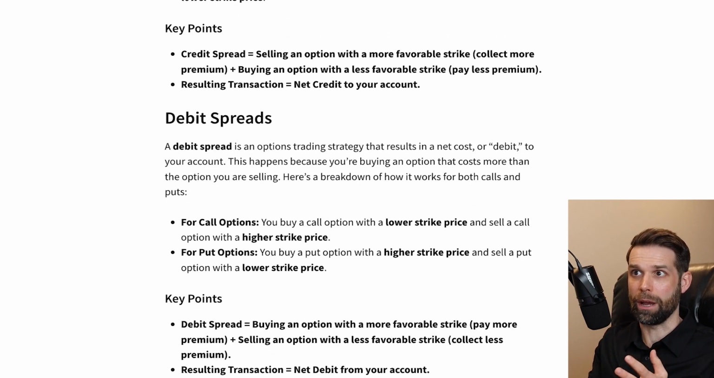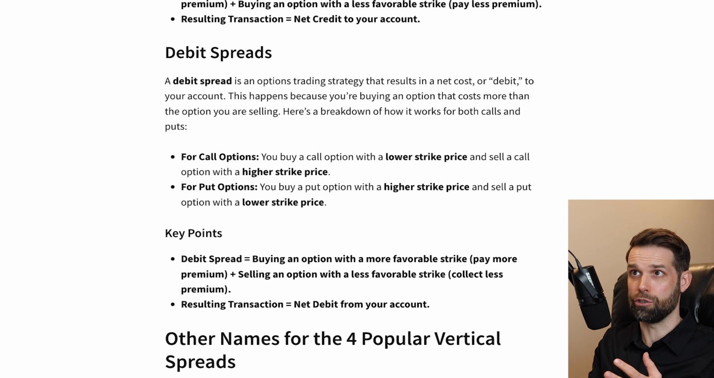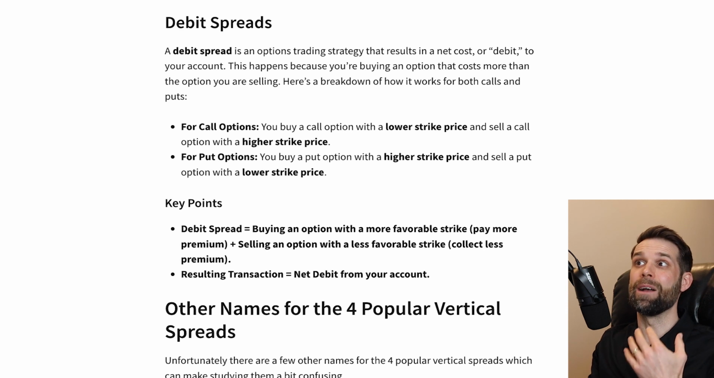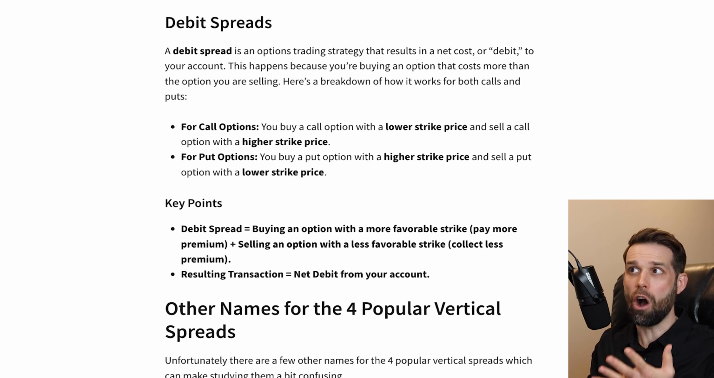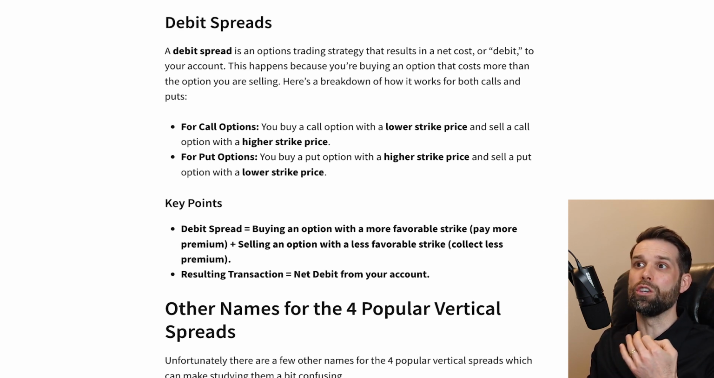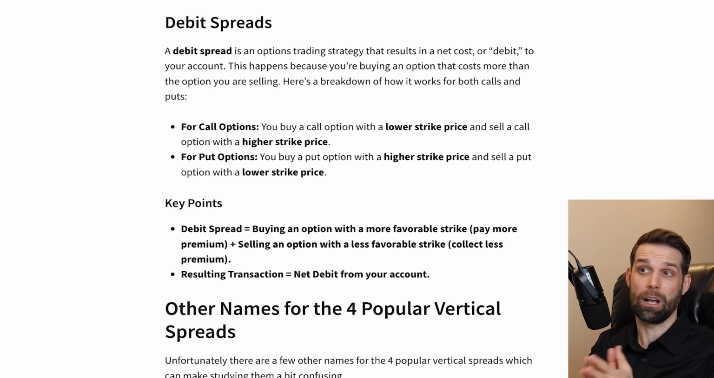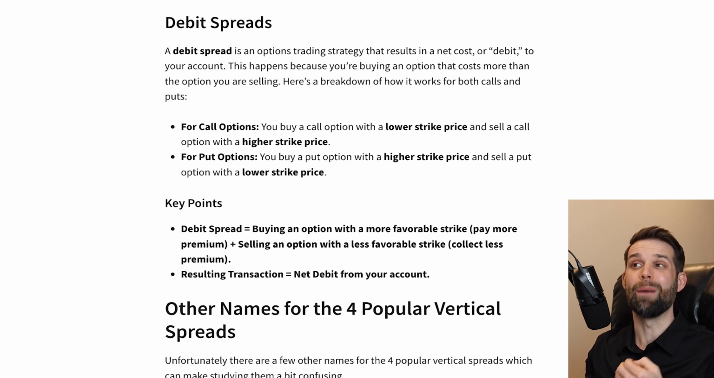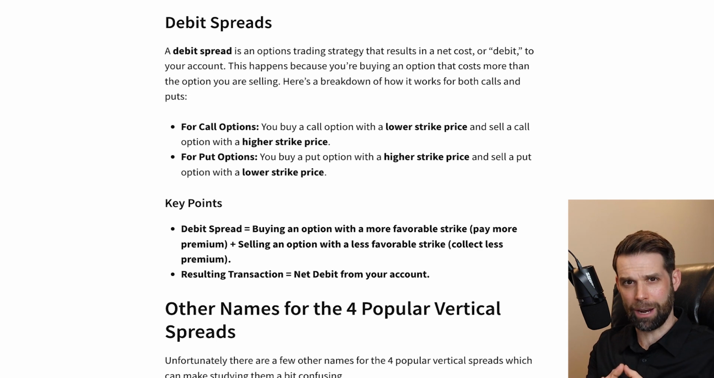And then for debit spreads, a debit in options trading, like we just talked about, is money going out, or a net cost. So when you set up one of these for a call option, for example, you're going to buy the call option with the lower strike price. That's more valuable. And then at the same time, with a vertical spread, you're selling a call option with a higher strike price, and that is less valuable.